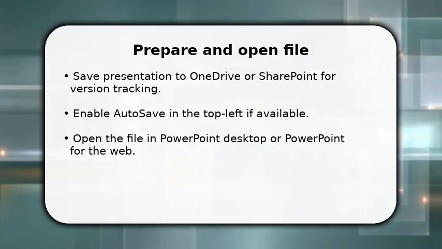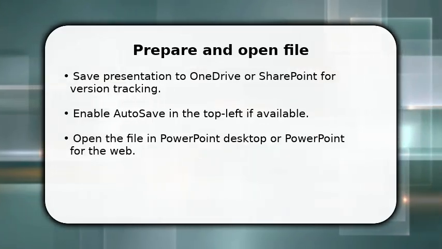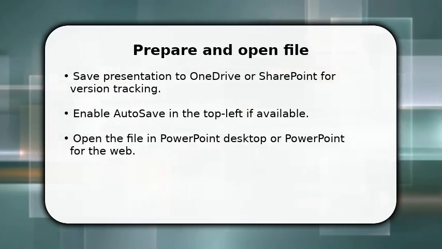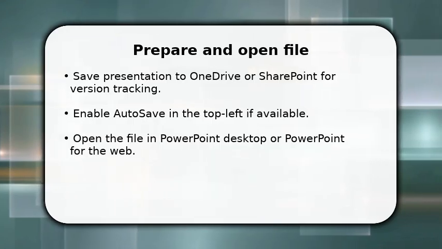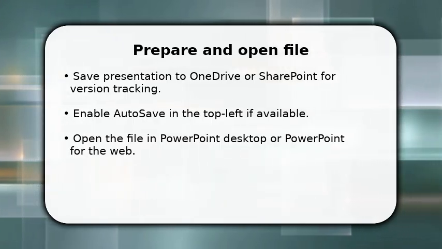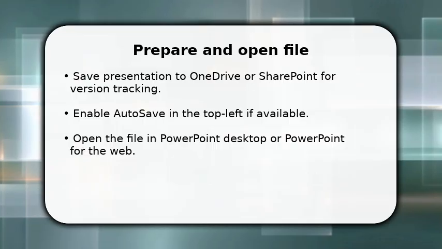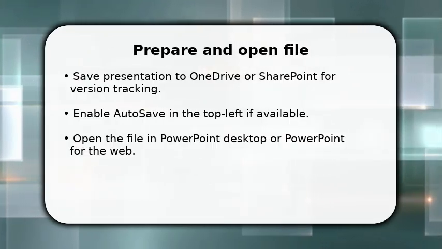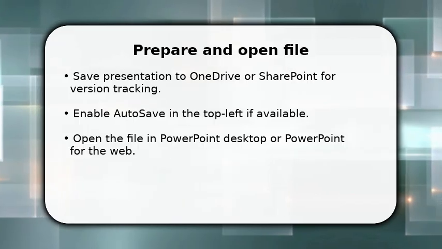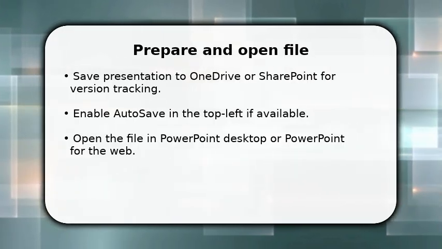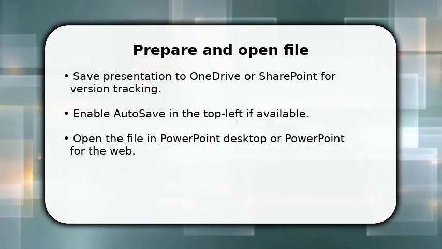You start by making sure the file is tracked. Save the presentation to OneDrive or SharePoint and turn Auto Save on so Office records versions automatically. Once done, open the presentation in PowerPoint Desktop or the web app. Then go straight to File, choose Info, and look for version history. This launches the timeline of saved versions.